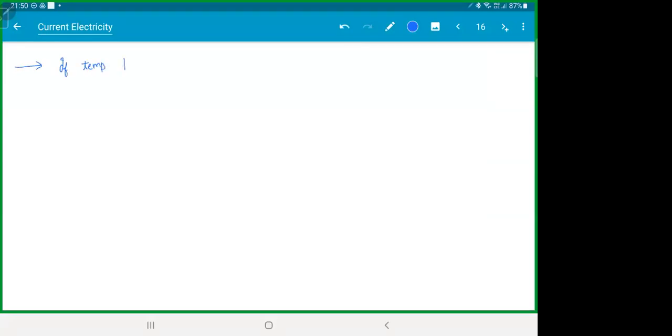If temperature increases, tau decreases, therefore rho increases. What is rho? rho = 2m by n e square tau. So, this was asked in BITS or CET, I don't remember, but it's a good one. They did have something like this.